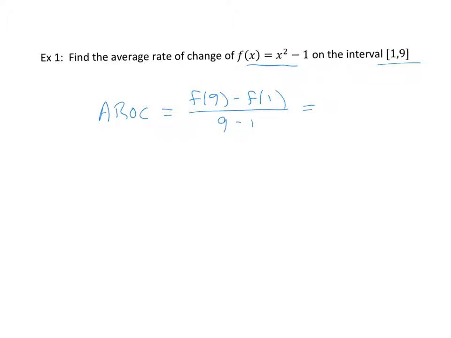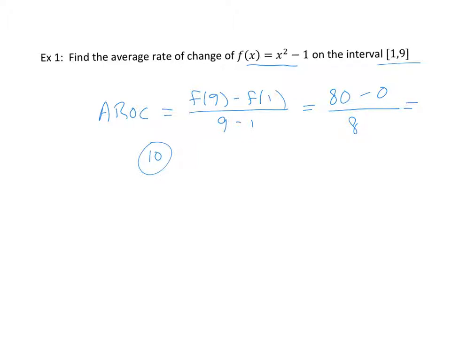Okay, and then you can evaluate the numerator. So f of 9 is 9 squared minus 1, which is 80. f of 1 is 1 squared minus 1, which is 0. And all of that is divided by 9 minus 1, which is 8. And 80 divided by 8 is 10. So the average rate of change is 10.